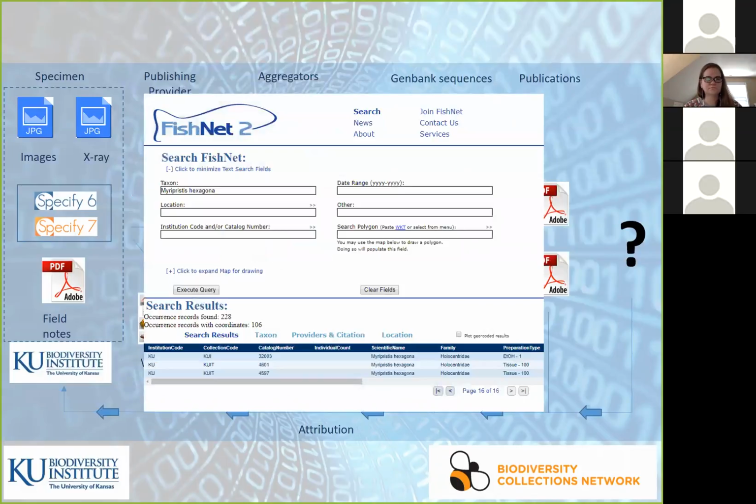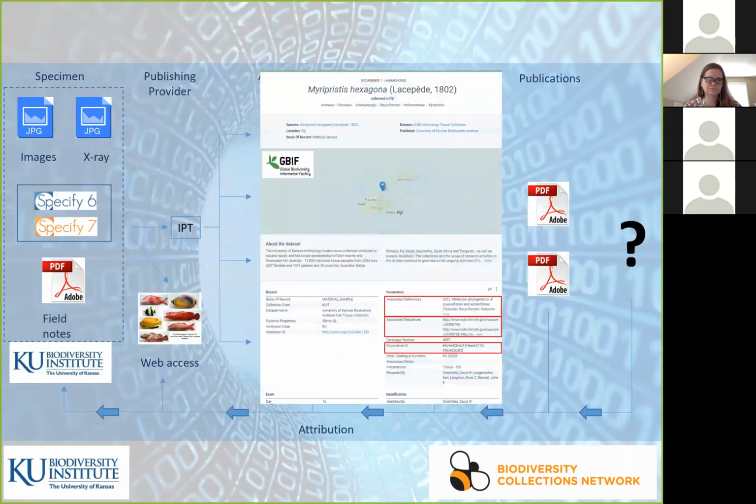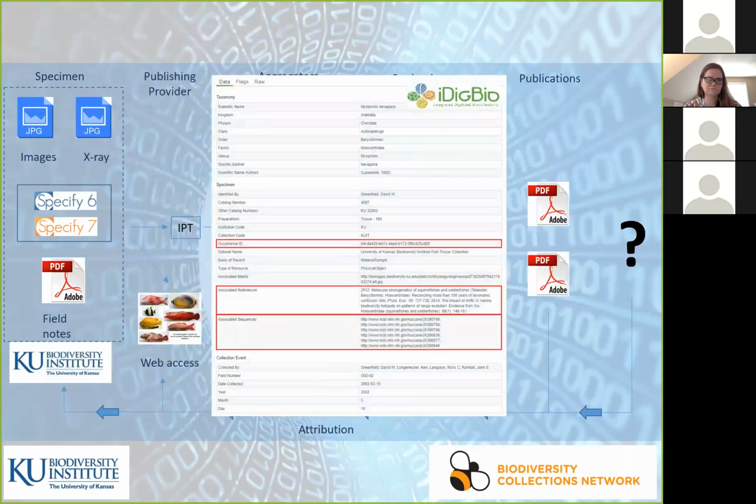So our fish information is ported out to FishNet. It's also ported out to VertNet, and there again you can see the GUID that's associated with that record, all of the associated references and all of the associated sequences that are also being ported out through the aggregators themselves. So we're starting to make some of these connections to various disparate pieces of data associated with the records themselves. Again, there's the same scenario in GBIF. You can see the occurrence ID, the associated sequences, and the associated references, and the same thing in iDigBio. So there are some of these connections that are starting to be made.